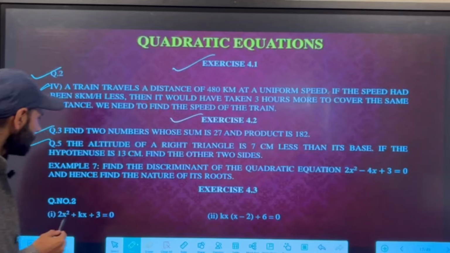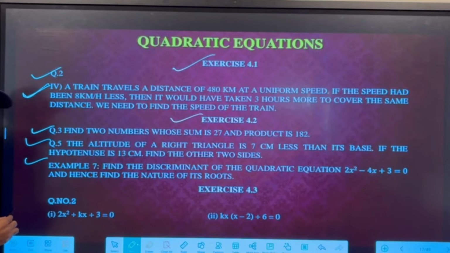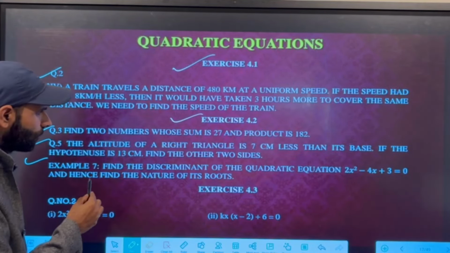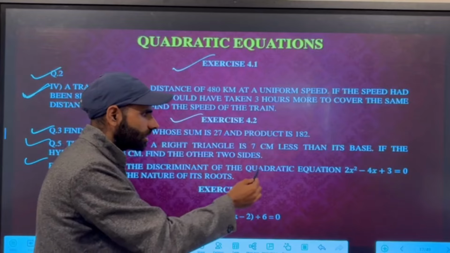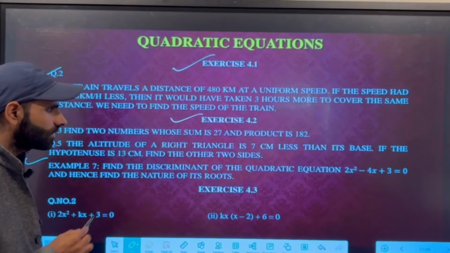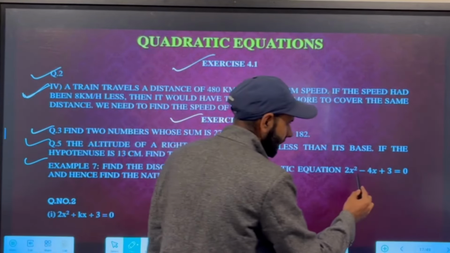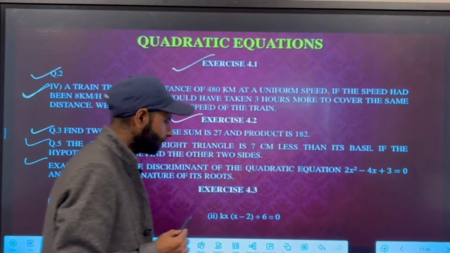Example number 7. Find the discriminant of the quadratic equation. You have to only find the discriminant. 2x square minus 4x plus 3 equal to 0.